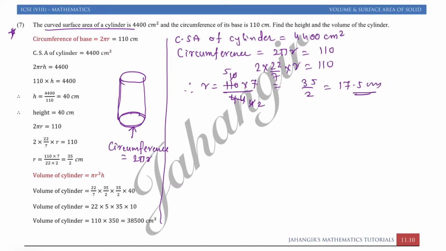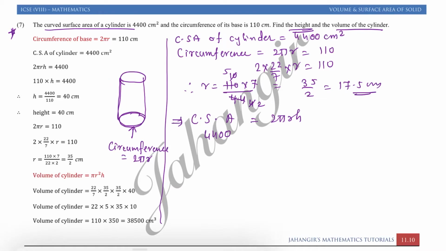But we don't want r, we want height and volume. To find volume we will be requiring the radius. So here what we will do, we will first write the CSA formula. CSA is 2 pi r h. CSA is given as 4400.